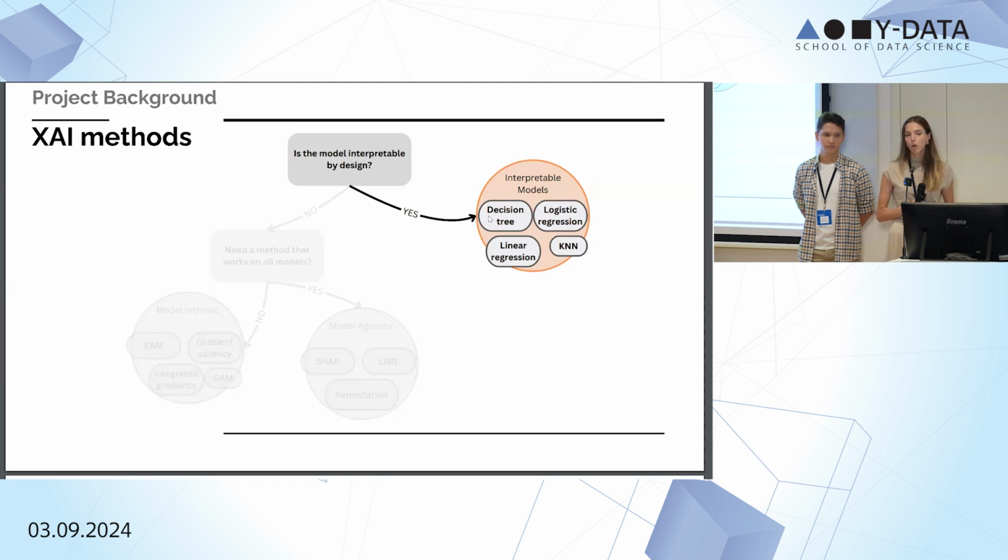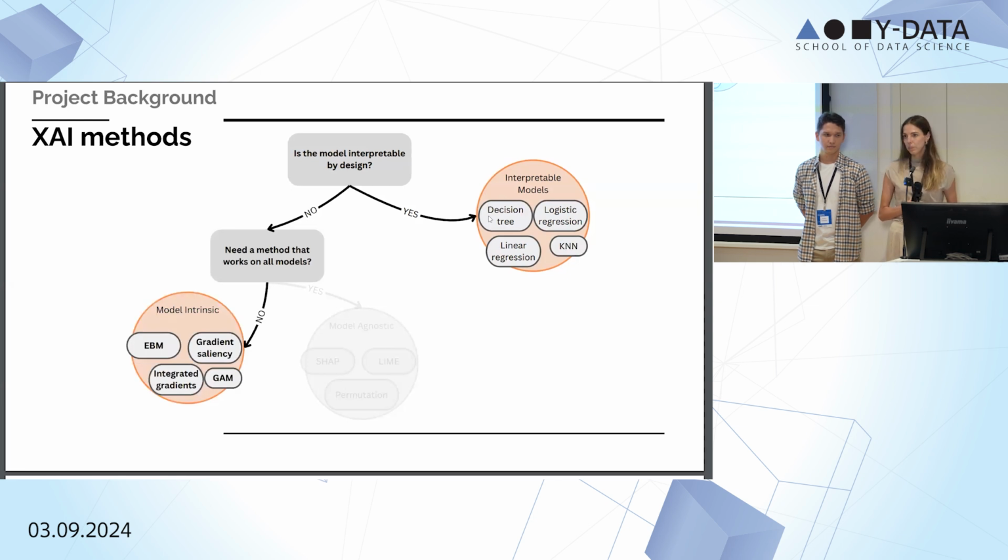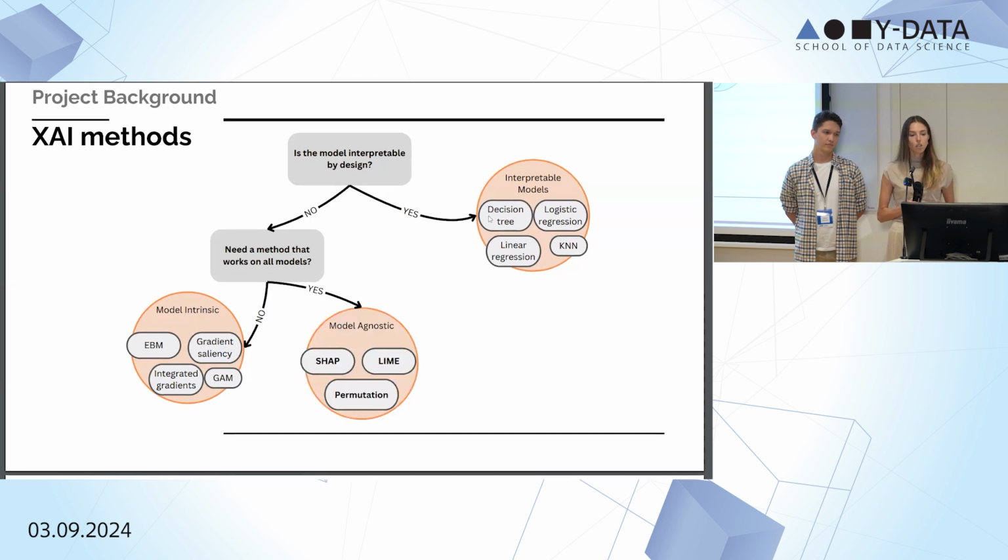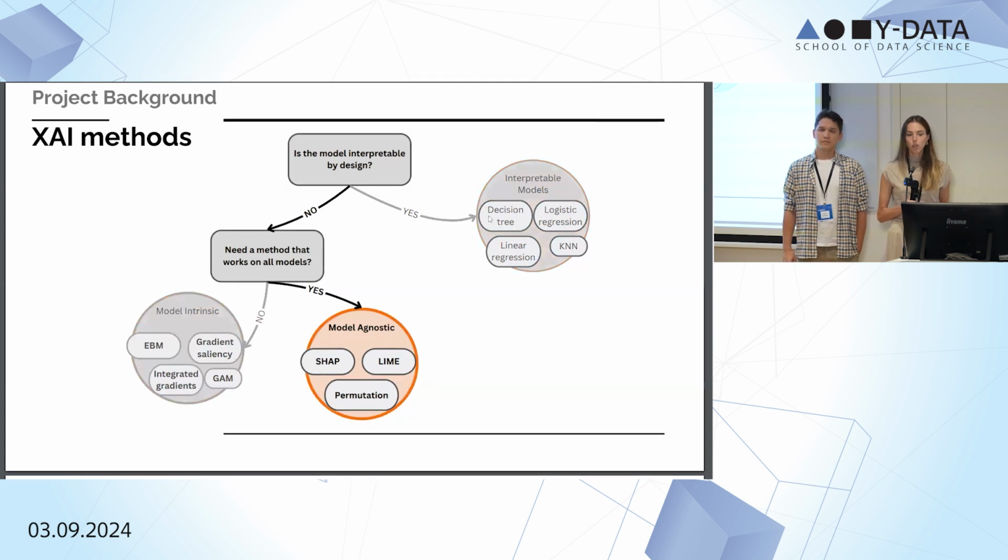First, there is a group of simple models that are interpretable by design, like decision tree and logistic regression. Secondly, there is a group of model intrinsic methods that are tailored for a specific type of models, like explainable boosting machine for gradient boosting models. And third, there is a group of model agnostic methods that could be applied to various types of models. And we were focused on this group within our project, and specifically on SHAP, LIME, and permutation feature importance methods.